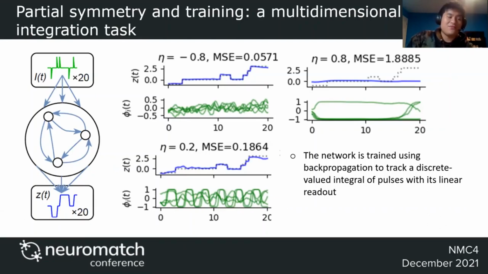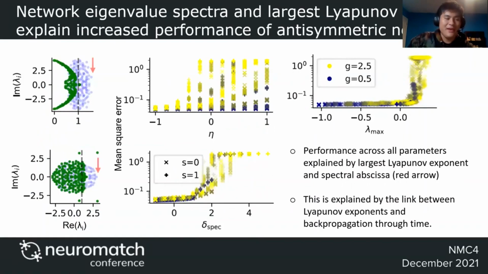We find that networks across a variety of partial symmetry and self-coupling values can find diverse solutions to the task, although it seems that networks able to stay in the linear regime gain some performance benefits. We see this on a broader scale here, finding that antisymmetric networks tend to perform reliably better among all the parameters we tested. But we see that also a few quantities, namely the largest Lyapunov exponents and the spectral abscissa, or the largest real part of the eigenvalues indicated, for example, by the red arrows in the left plots, of the initial network before training, all account for much of the variation in training performance.